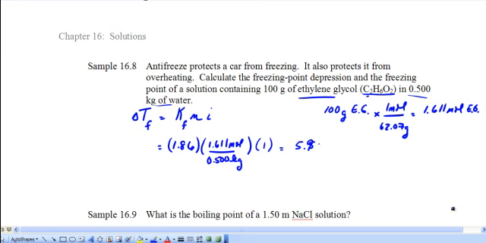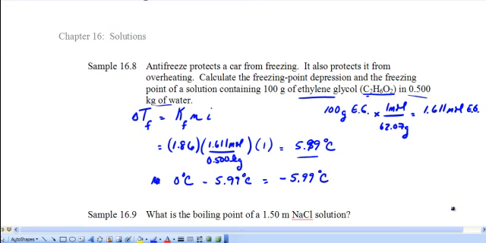5.99 degrees Celsius. Now, this is the freezing point depression. That's how many degrees the freezing point is depressed from the normal freezing point. And we know that water normally freezes at 0 degrees Celsius, and now it is being decreased by 5.99 degrees Celsius. So therefore, this particular solution will freeze at a negative 5.99 degrees Celsius.